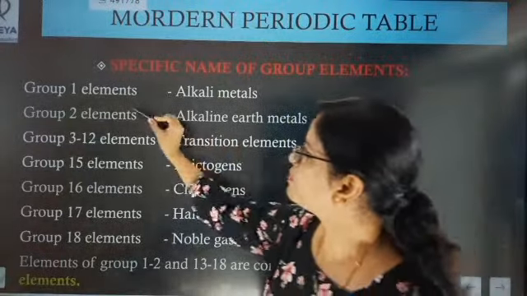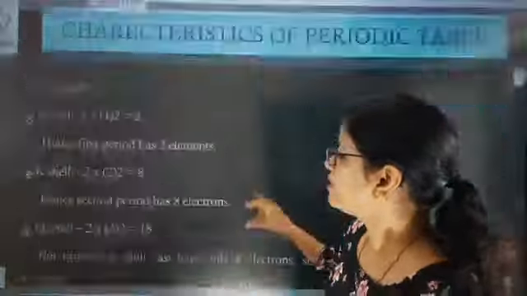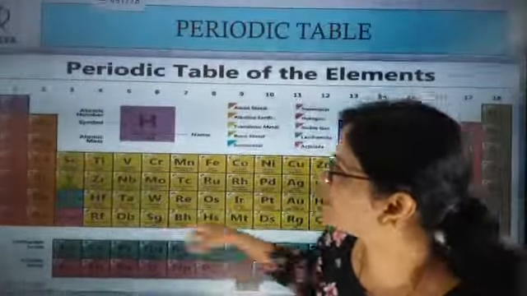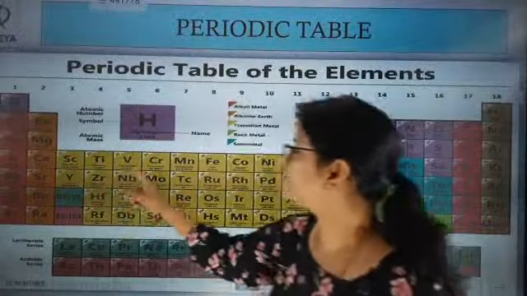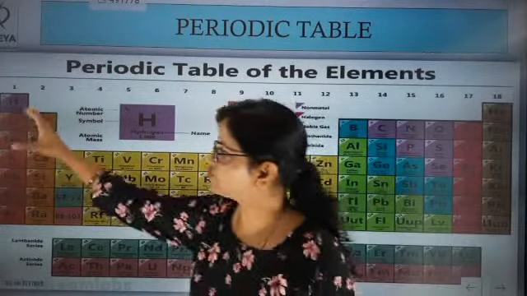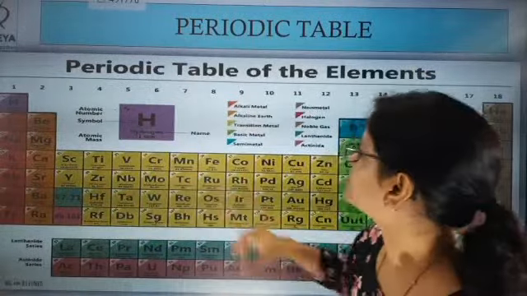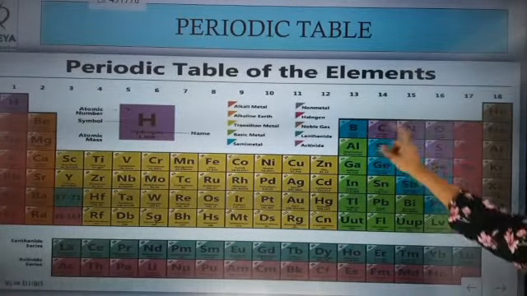Okay, now group 1 elements. You can see in the periodic table that groups 1 to 18 are there, total 18. There are certain names for these. First alkali, alkaline, these are transition metals. So shall we know the names of some of the groups of the periodic table?